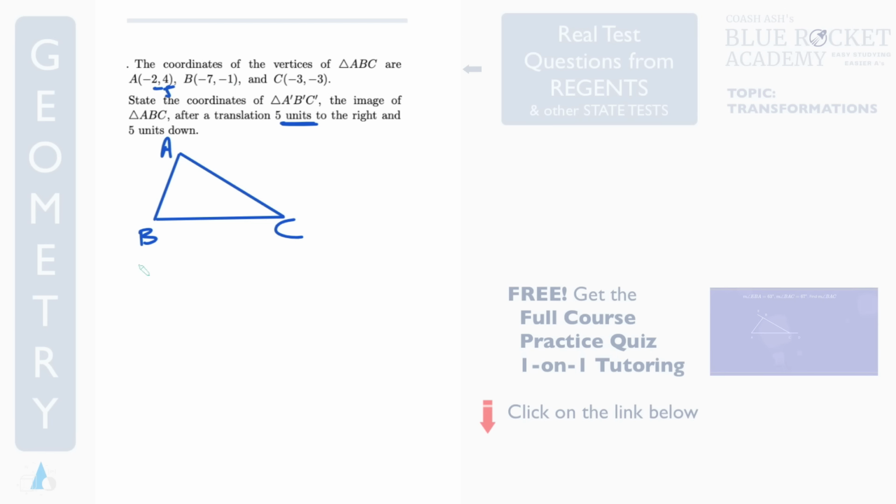So let's do it real quick. You've got the actual coordinate A, which is (-2, 4). Now what you want to do is add a 5 here and subtract 5 here. So what do you do? -2 plus 5 gives you +3. So this becomes +3, and here you've got -5. So 4 minus 5 gives you -1. This is the coordinate of A prime.